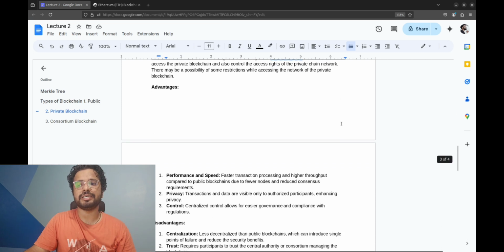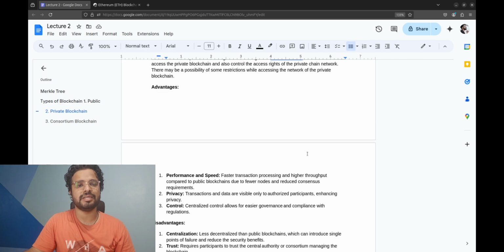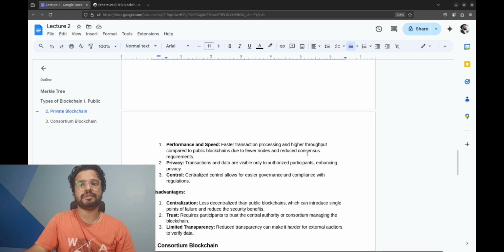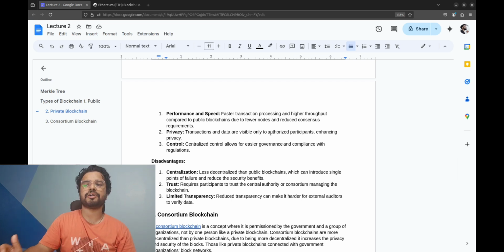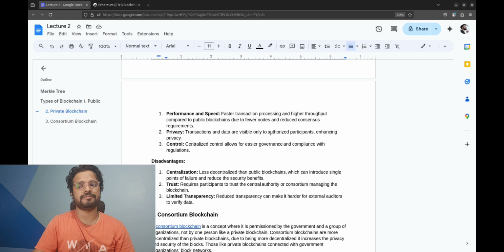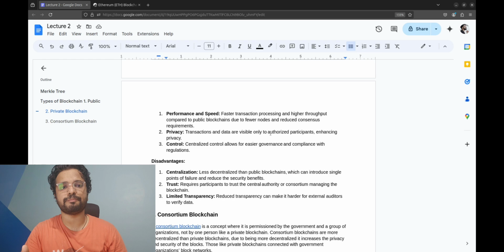The main advantage of this is, since we have the validators already, the performance and speed are very high. There is also privacy; transaction data are visible only to authorized participants. No other person can see it. The control is very high. It's very centralized, and not anyone can see your data. This is mainly used in institutions or companies where the data is more of a private type.